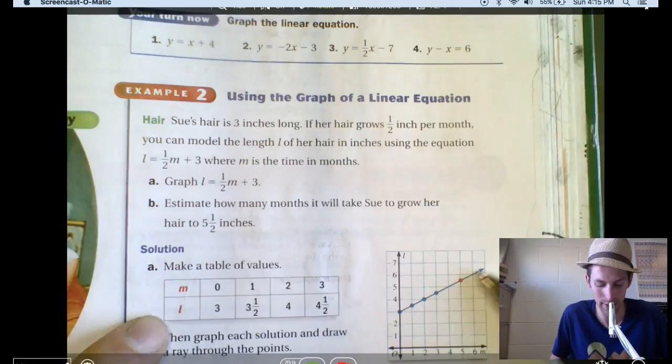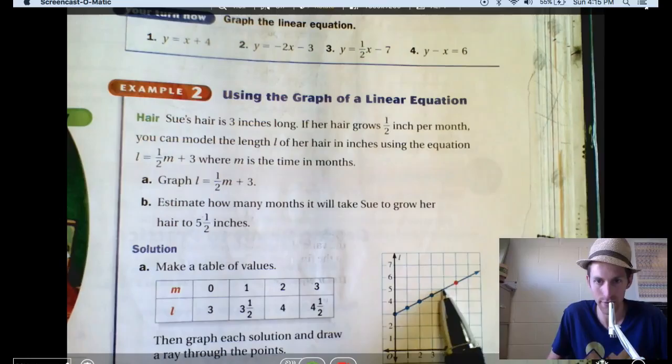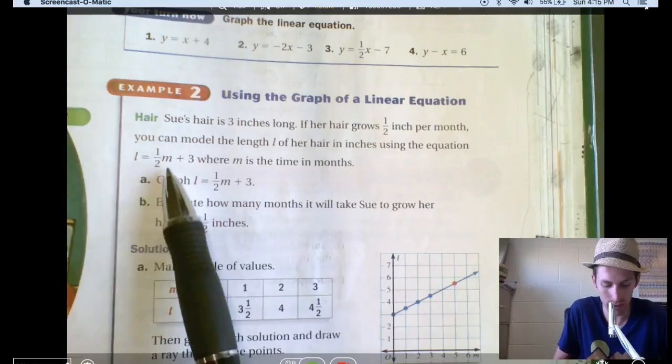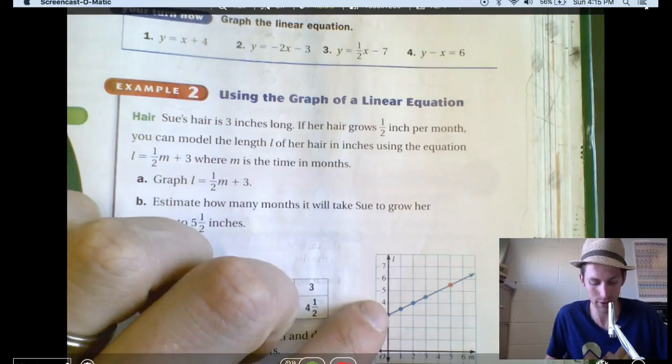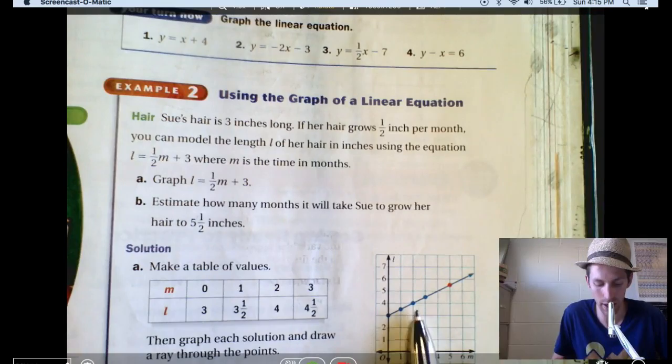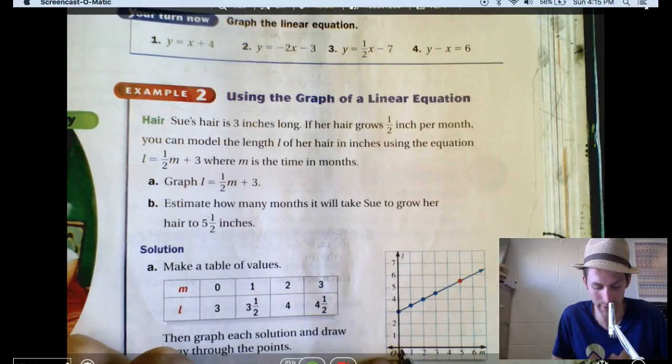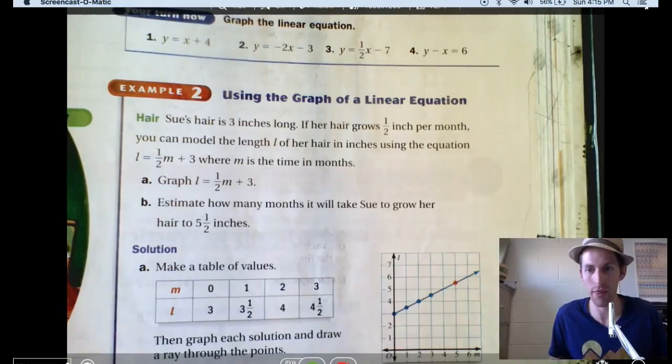Right? Now, notice this graph. Y, or the L axis, the Y axis, represents the length of her hair. And M was the time in months. Remember, we are relating something to something else. We're relating the length of her hair to the time in months. So as the months go by to the right, her hair is getting longer and longer. And this graph would not go farther to the left because you can't go back in time. Right? You can't go back in time. Can't go to -1 month.